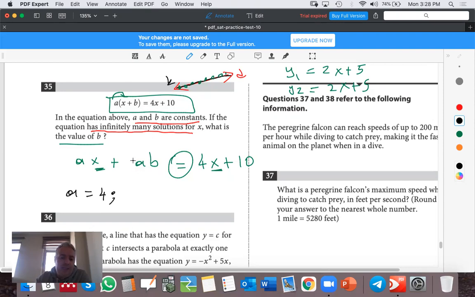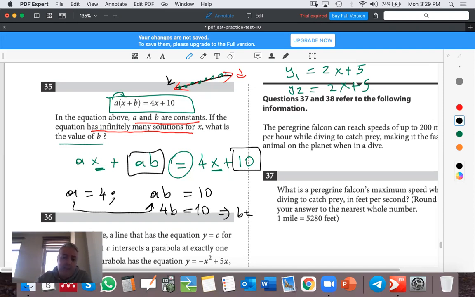And then what should I say? AB is without any x, 10 is without any x. That means AB is 10. But A I know, which is 4. So 4B is 10. And then what is B? B is 10 over 4. B is 2.5. Finished. That's it.